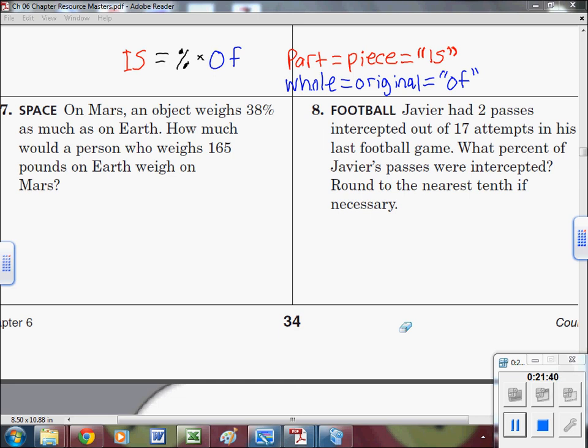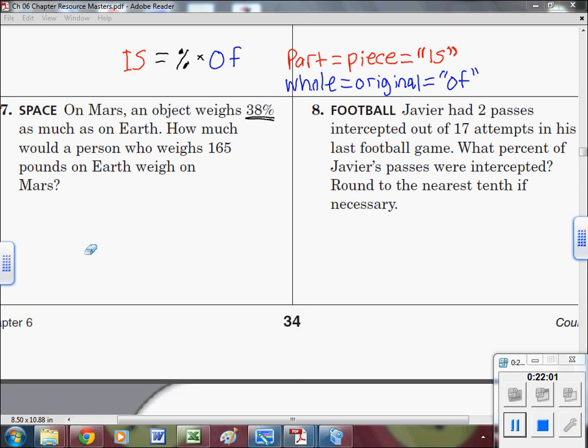Okay, so for each of them, I'm going to read through. We're going to look for the is number, meaning the portion number. We're going to look for the of number, the entire number. Then we'll look for the percentage. That's what we're going to work through. So let's see. On Mars, an object weighs 38% as much as on Earth. How much would a person who weighs 165 pounds on Earth weigh on Mars?